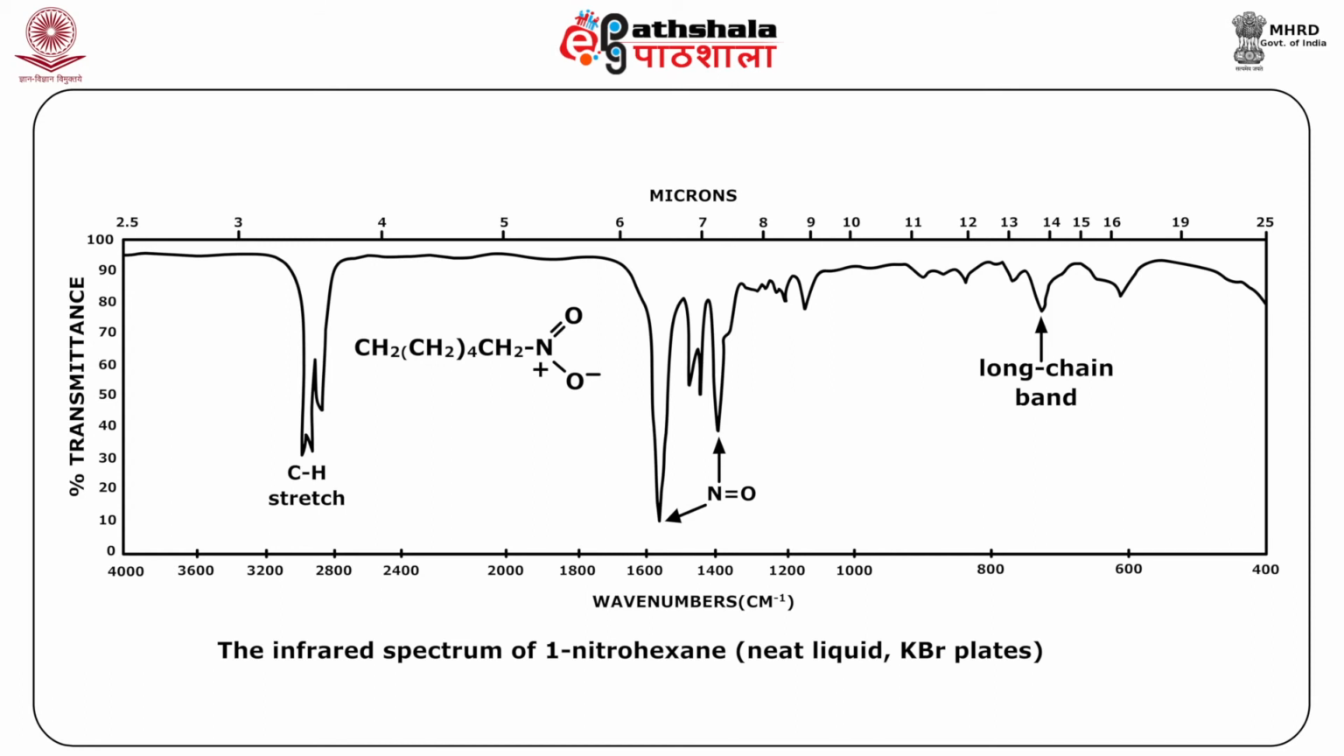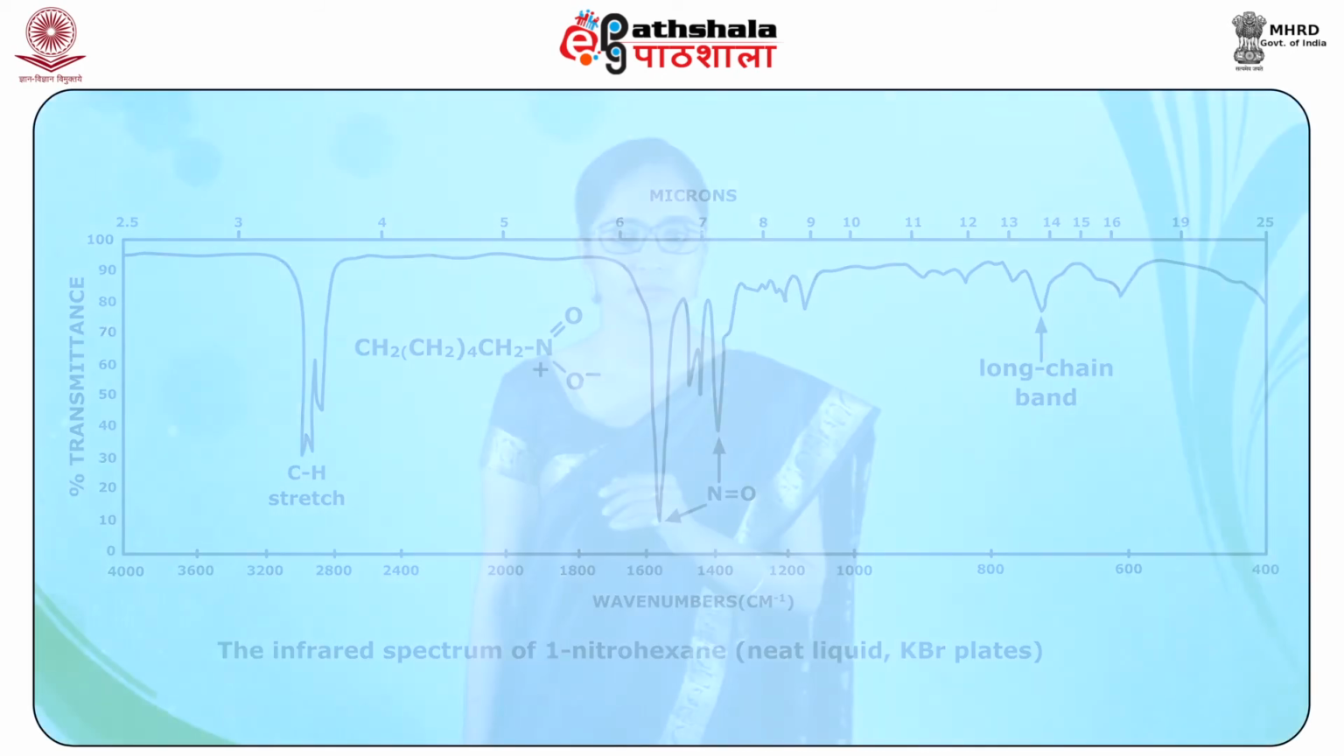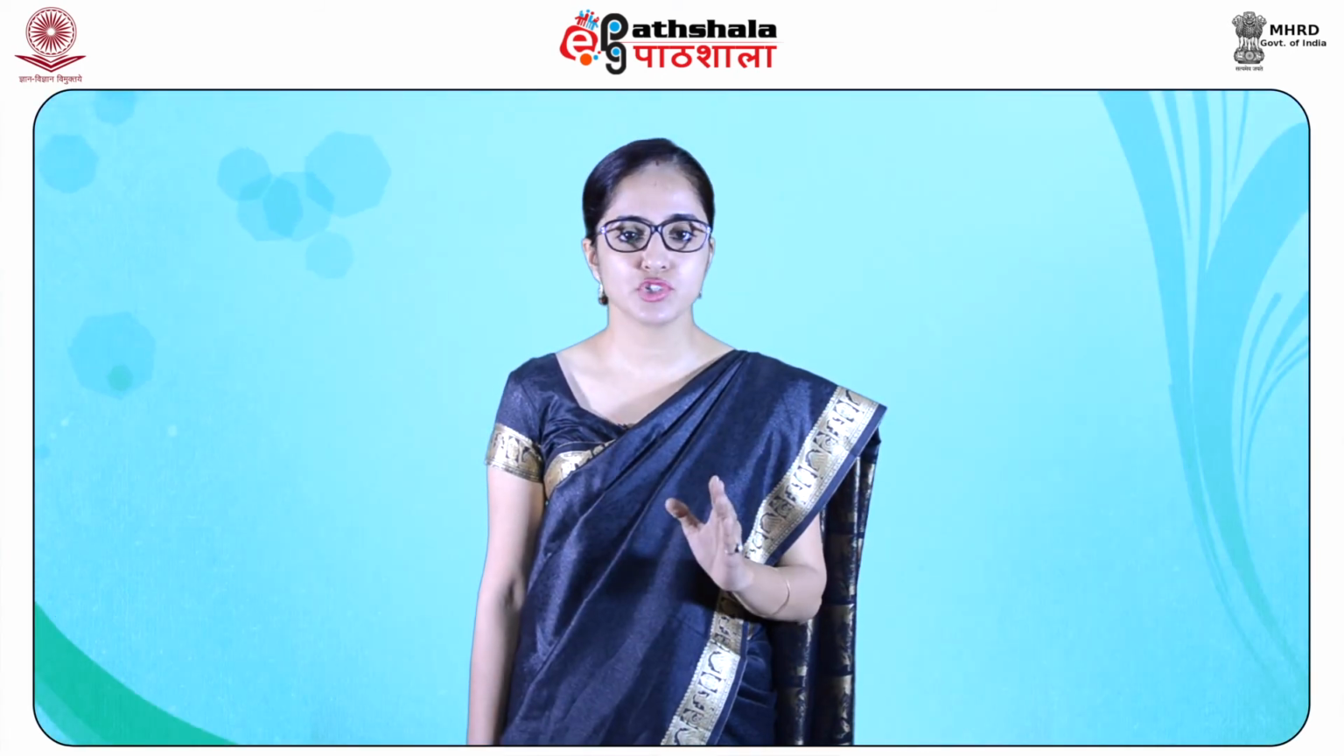In contrast with aliphatic nitro compounds, aromatic nitro compounds give two bands of nearly equal intensity. Conjugation of a nitro group with an aromatic ring shifts the bands to lower frequencies, that is, in the ranges of 1550 to 1490 cm⁻¹ and 1355 to 1315 cm⁻¹.